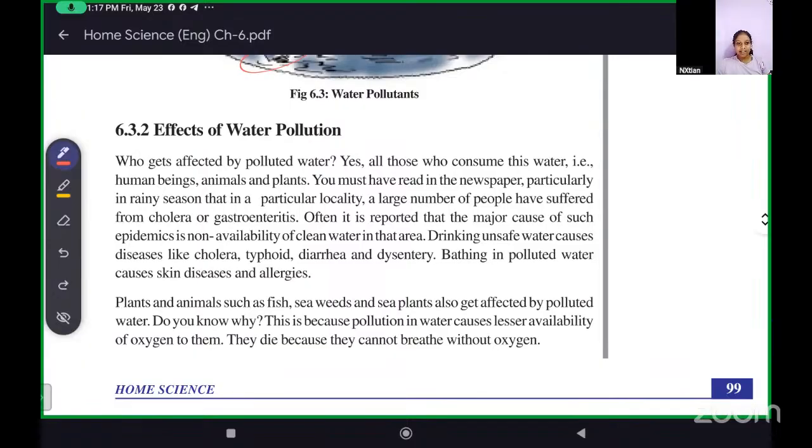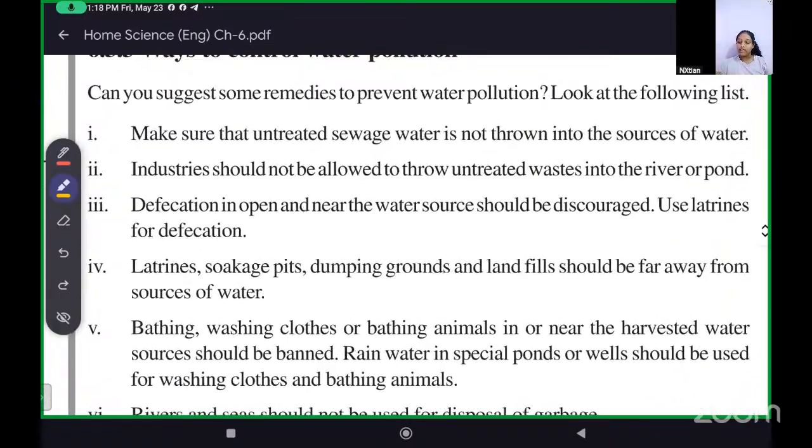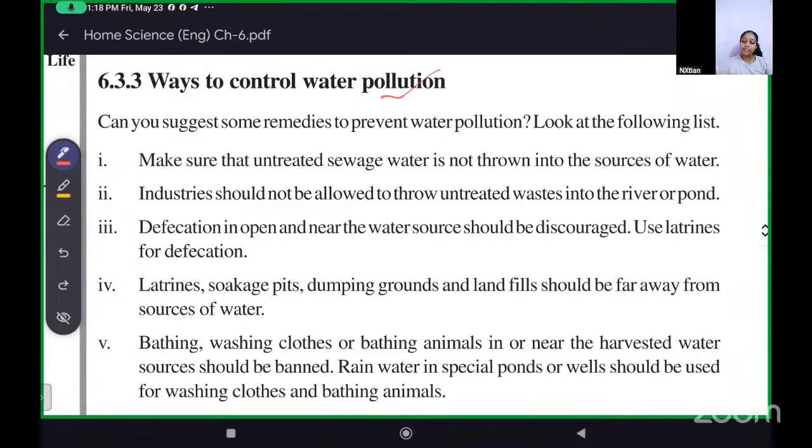This dying of fish makes the water even more polluted because their bodies are lying there in the water, and then more fish die. So water pollution should be controlled. They die because they cannot breathe without oxygen. Like I said, they need oxygen that is dissolved in water. That is why we should know the ways through which we can control water pollution.